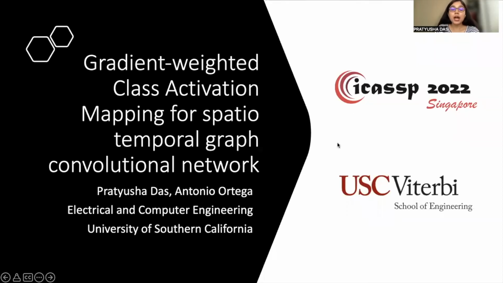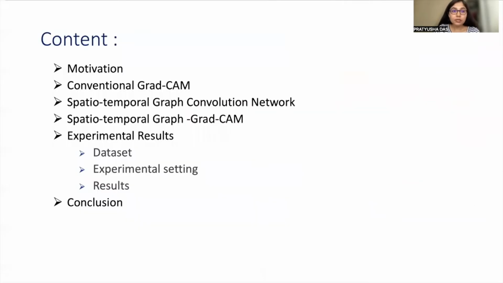Hello everyone, I'm Pratyusha Das, a PhD candidate at University of Southern California, and today at ICASSP, my presentation topic is gradient-based class activation mapping for spatiotemporal graph convolutional network.